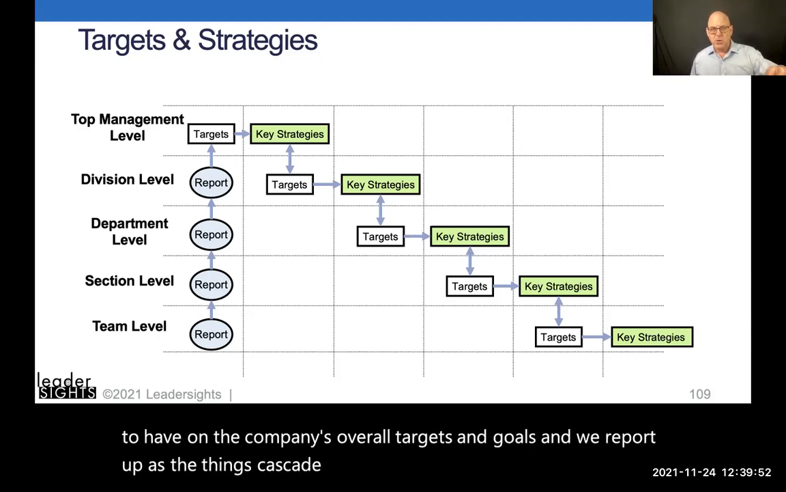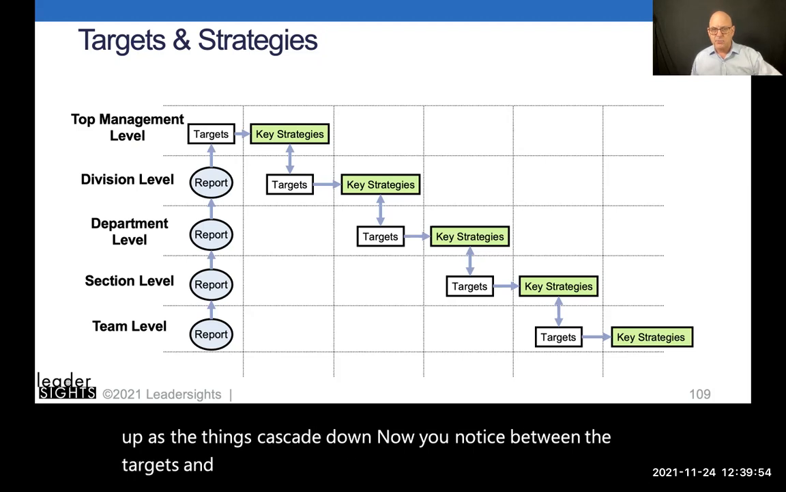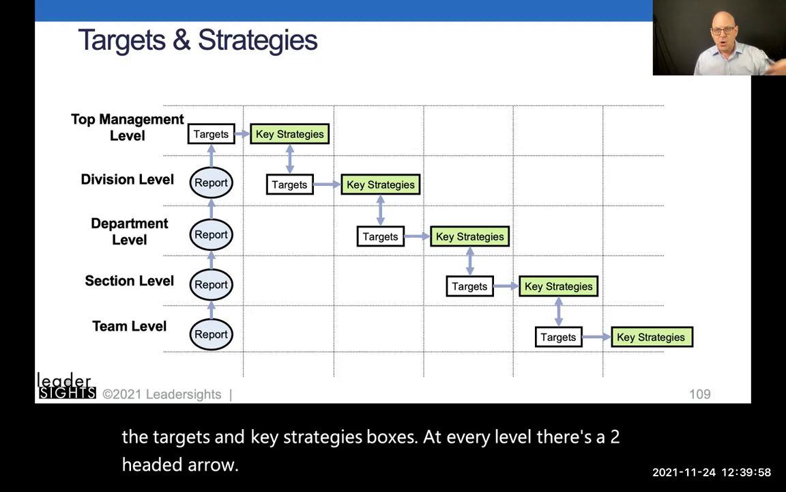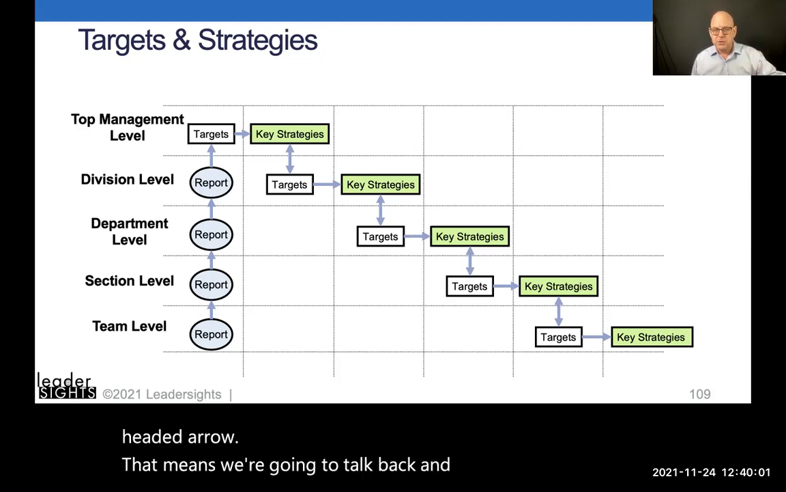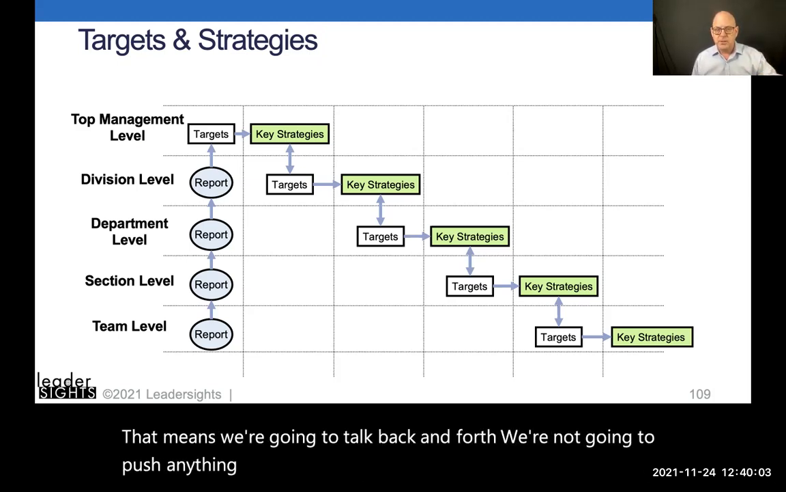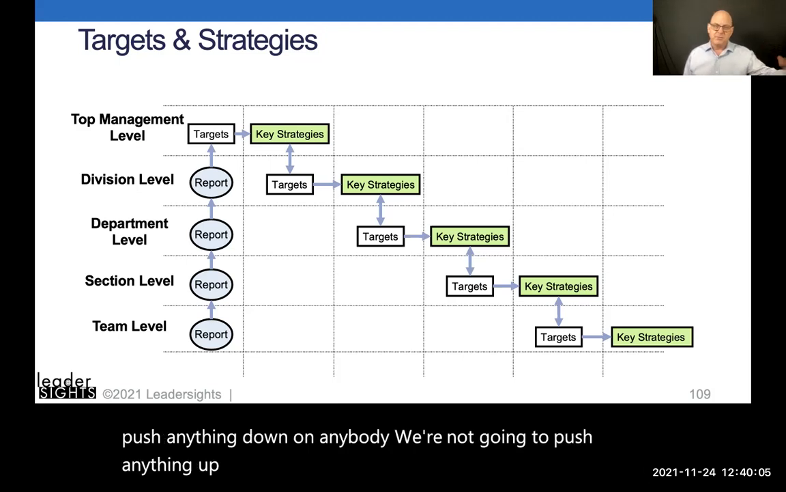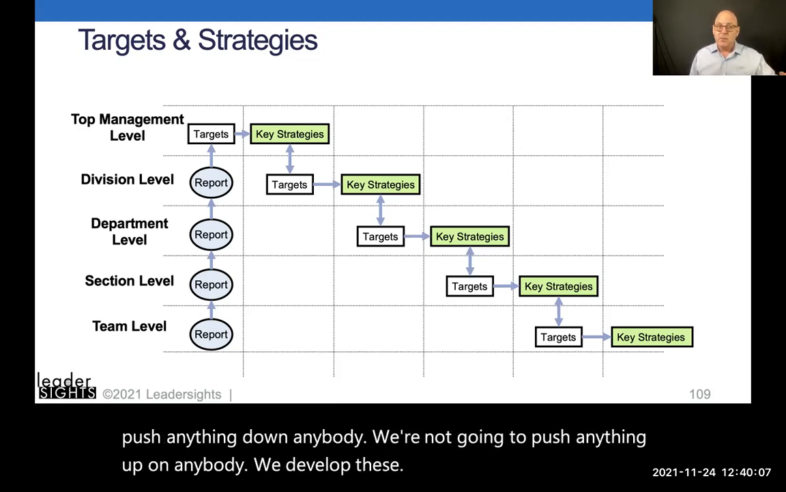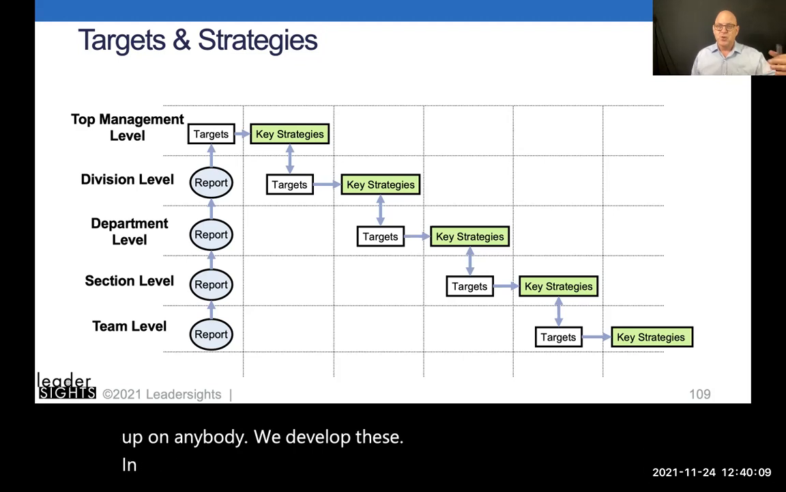Now you notice between the targets and key strategies boxes at every level, there's a two-headed arrow. That means we're going to talk back and forth. We're not going to push anything down on anybody. We're not going to push anything up on anybody. We develop these in collaboration so that everybody owns what you decide to measure.